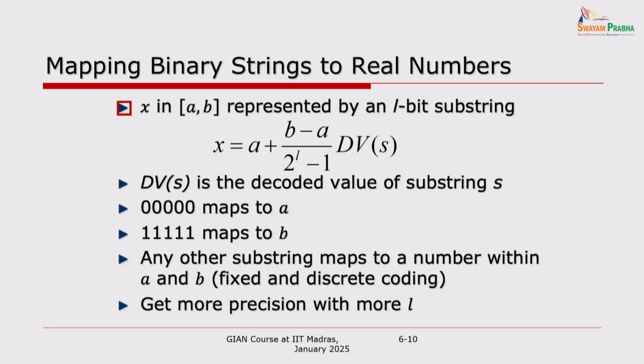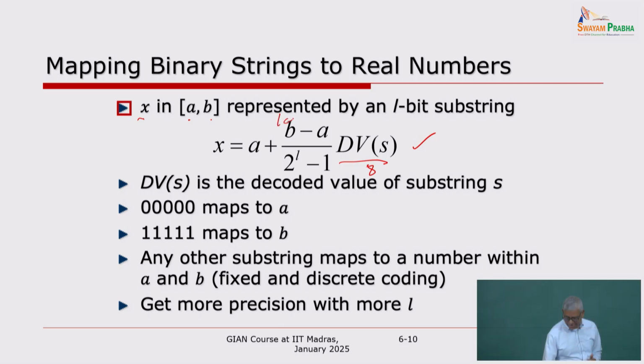So first of all, for any x that is coded between A and B, the x goes between A and B, here is the mapping. You get the decoded value like 8, and if B is 10, A is 2, then L, if you choose 5 bits, then this gives you the corresponding x, and they will all have uniform distribution.